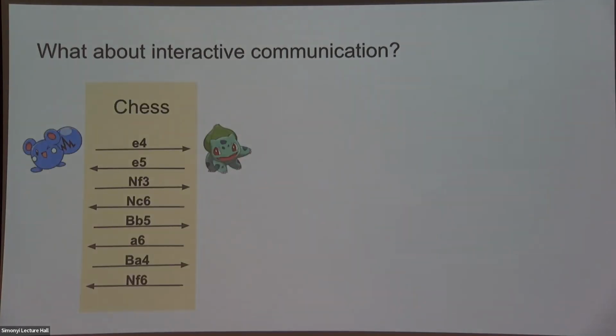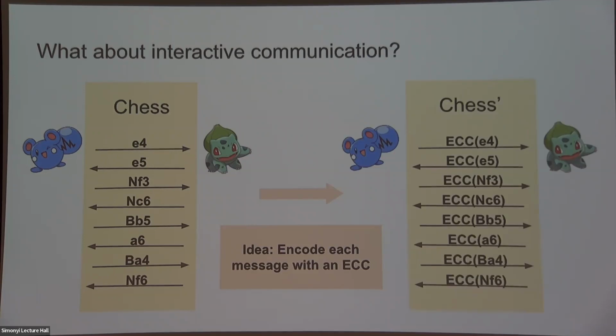So suppose we're trying to make an error resilient version of chess. So maybe the first idea you have is let's just encode every message with an error correcting code, right? Because then somehow it feels more resilient. So this seems like a great idea, and it gets us this new chess game, which is going to have them each sending an encoding of their move every turn.